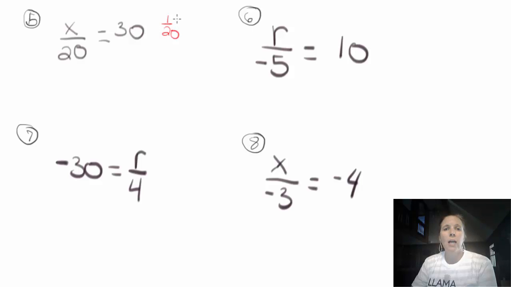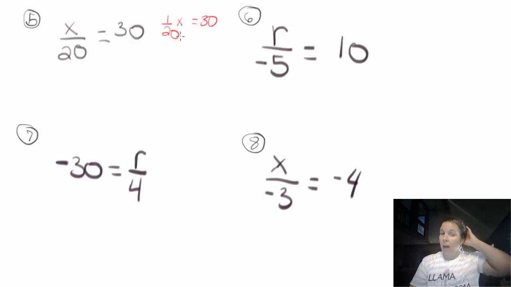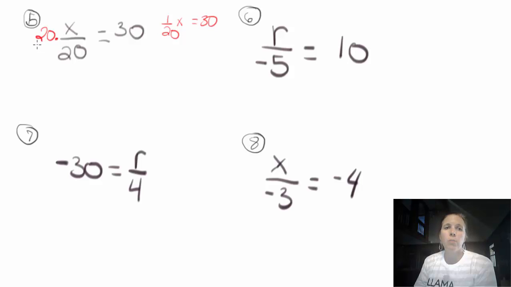But x divided by 20, or you could even think of it as being 1/20 times x equals 30. And then you would divide by 1 over 20. Remember, when you divide a fraction, you're really multiplying by the reciprocal. Remember, you flip that second number. So we're just going to do that from the beginning. X divided by 20, the opposite of that is to multiply by 20, or to multiply by 20 over 1, if you want to think of this as 1 over 20. However you want to do that.